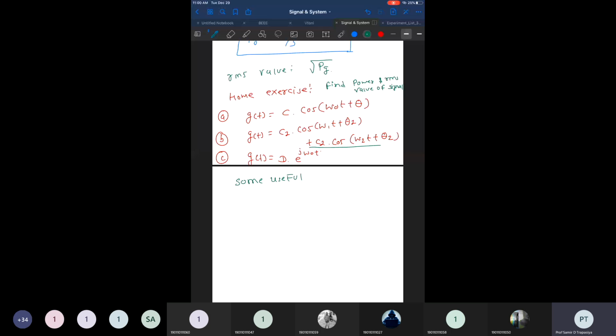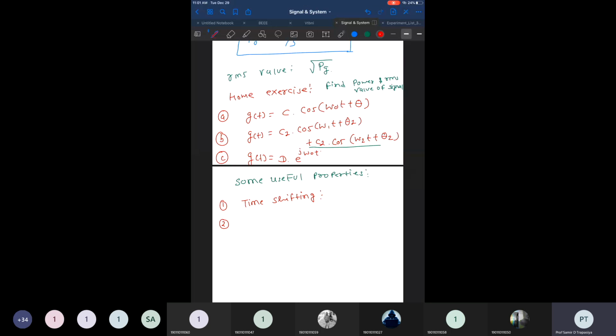So the first property under this category is known as the time shifting property. This is a very interesting property that we are going to learn. Time shifting means the signal is advanced by some amount of time, or it may be delayed by some amount of time. So how can we represent this signal?